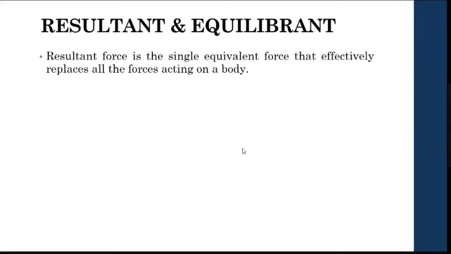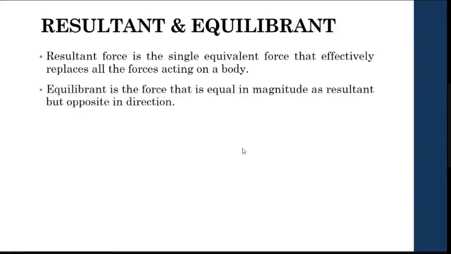This will make your object move, right? So the equilibrant is always opposite to the resultant, which makes it go to the equilibrium state, right? So when you include the equilibrant along with the resultant, you can say that the object is in equilibrium condition, right?